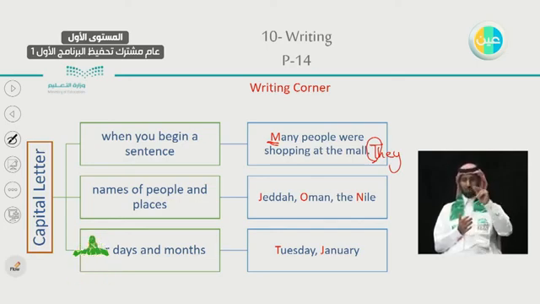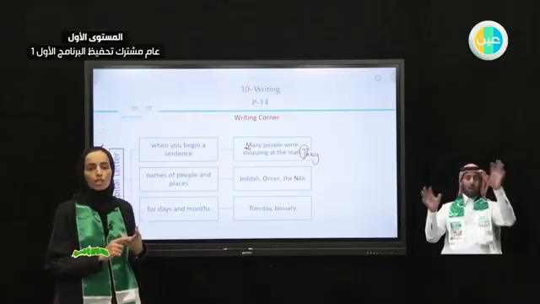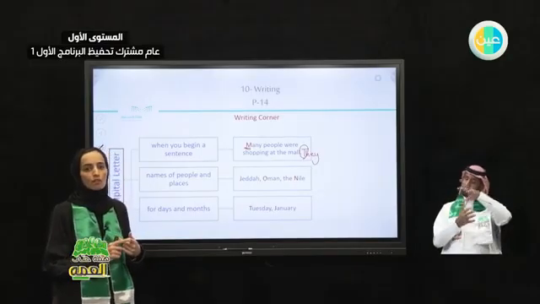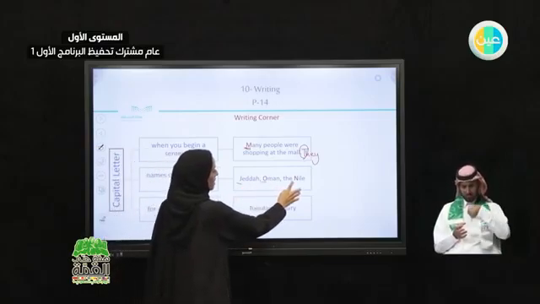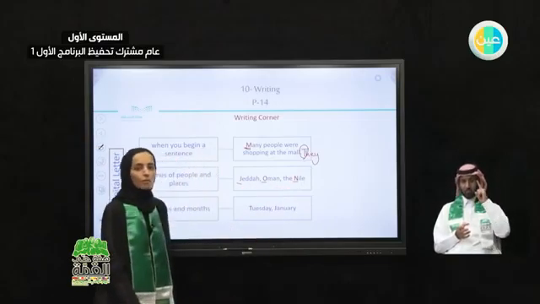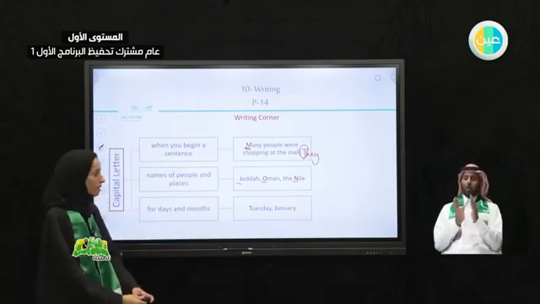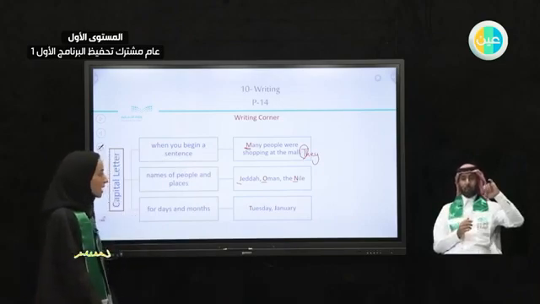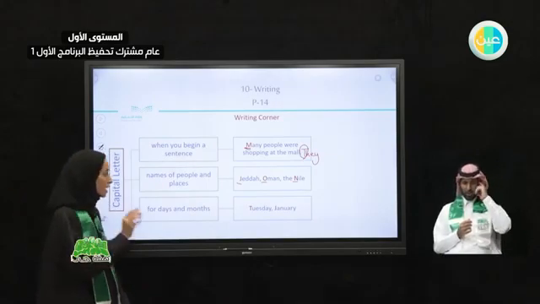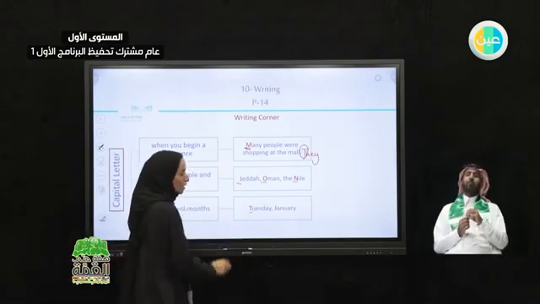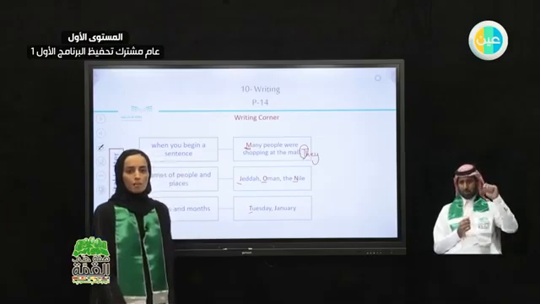Names of people and places, any name: your family name, your country's name, school name, whatever. So Jeddah, Oman, the Nile, because it is a name of a river. Okay? Then, days and months, the days of the week starting from Sunday until Saturday. Tuesday, it is a name.